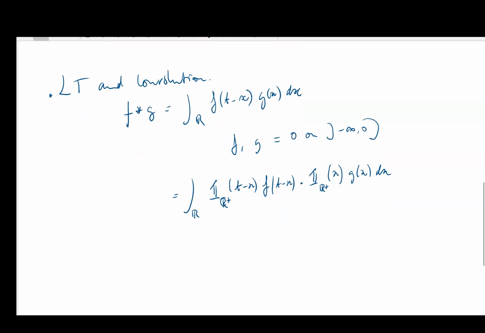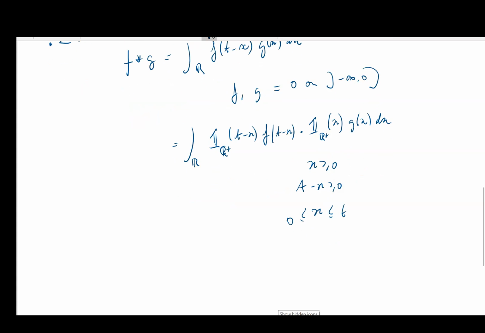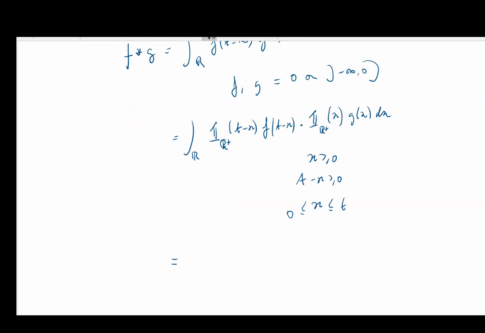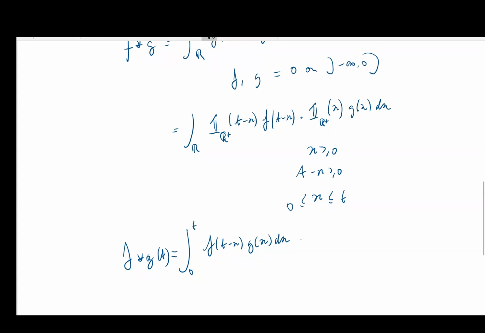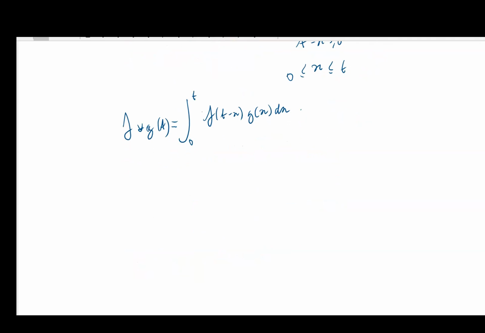Okay, so what do we need? We need x to be greater than 0, and we need t minus x to be greater than 0. So in the end, what do we get? We get that x should be between 0 and t. So in that case, this convolution, f convolve with g of t as a function of t, is just going to be rewritten as the integral between 0 and t of f of t minus x g of x dx. Okay, so this being said, what do we then obtain for the Laplace transform of such a convolution?